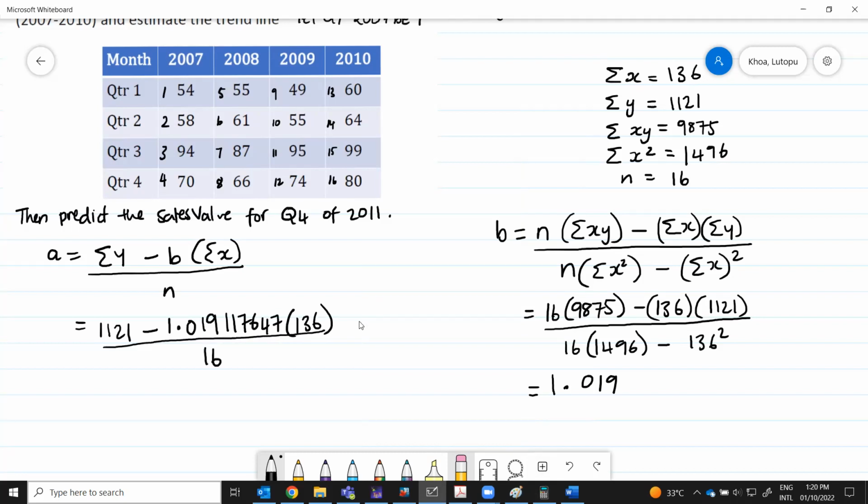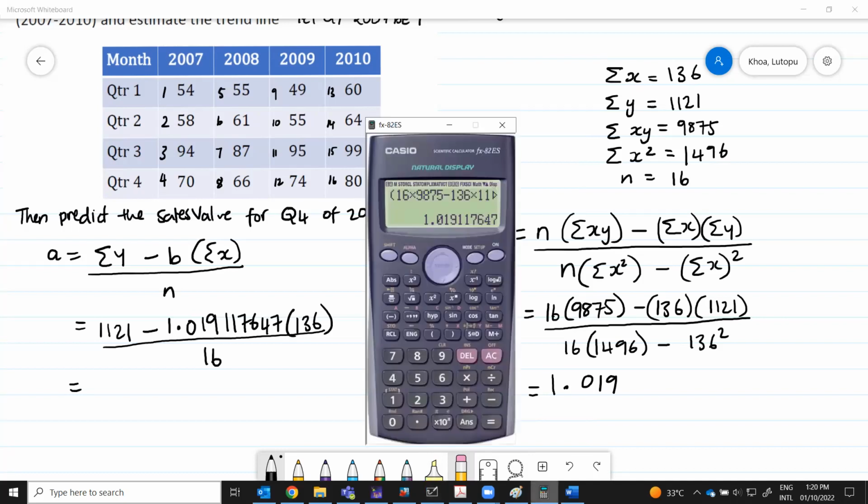So on your calculator, we type it in. So brackets 1121 minus 1.019117647 times 136 divided by 16, and this is 61.4.